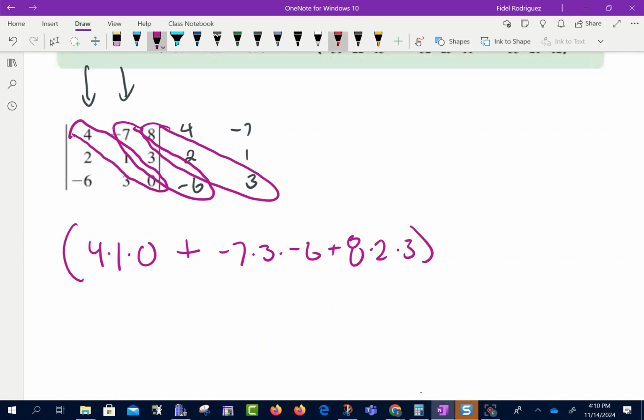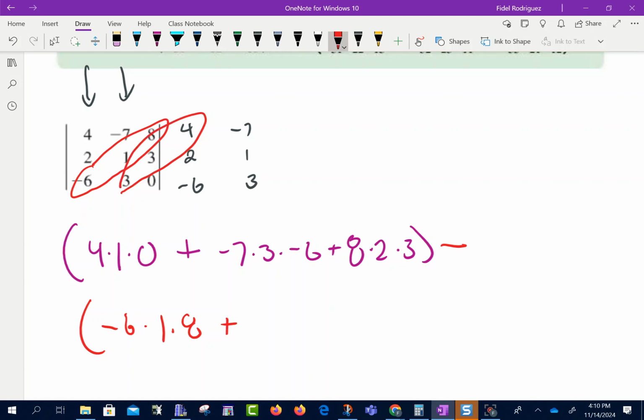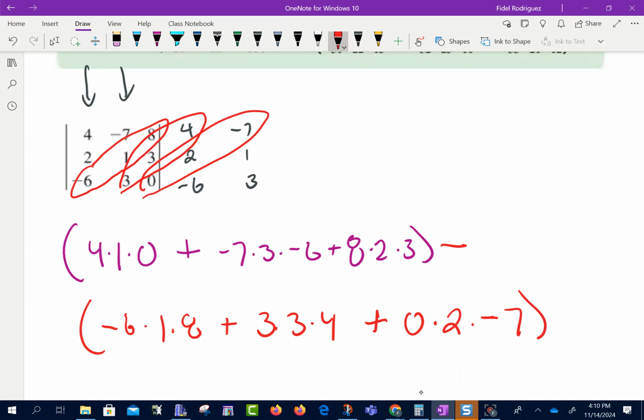Okay. Now, y'all, what we're going to do, we're going to subtract. And my friends, I'm going to try to clean some of this mess up. And I'm going to subtract, but now I'm going to go along this diagonal. Okay. So look, y'all, negative 6 times 1 times 8 plus, I'm going to go along this diagonal, 3 times 3 times 4. Then I'm going to go along this diagonal, plus 0 times 2 times a negative 7.